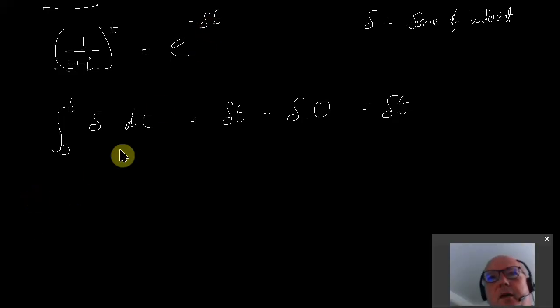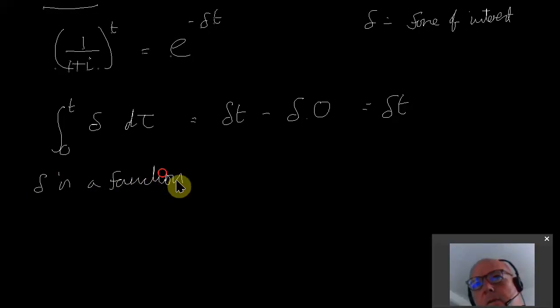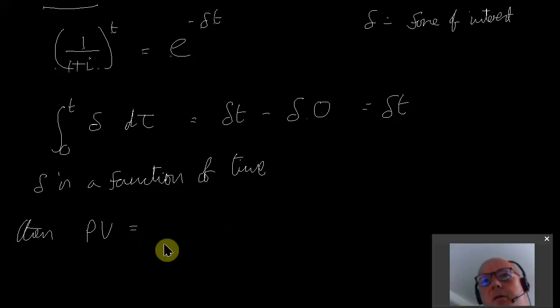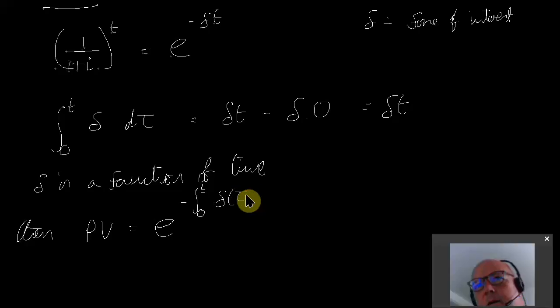If delta is varying, so delta is a function of time, then present value generalizes in quite a nice and neat way into e to the minus the integral between 0 and t of my force of interest delta at time tau d tau.